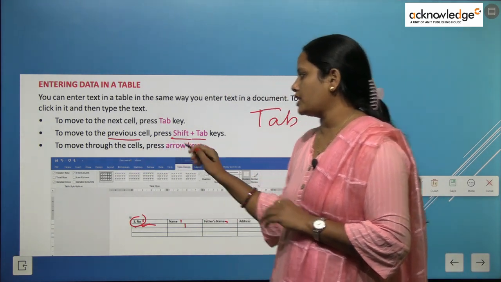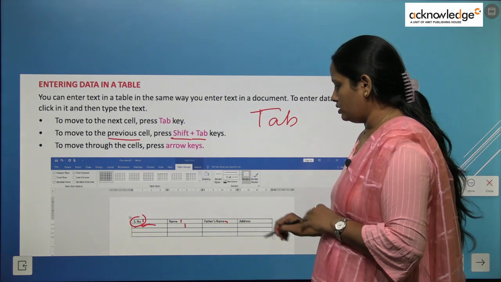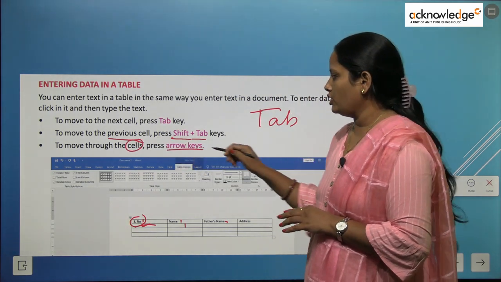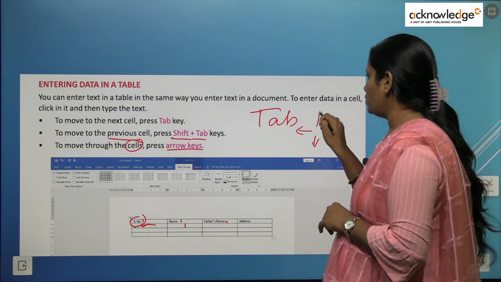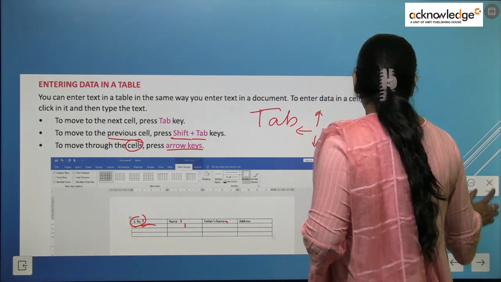And to move between cells, press the arrow key. So if I want to go to another cell, we can use the arrow key. There are 4 arrow keys on our keyboard. So we can press the arrow key to move to another cell.